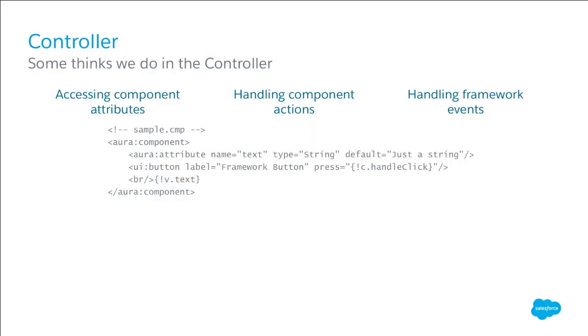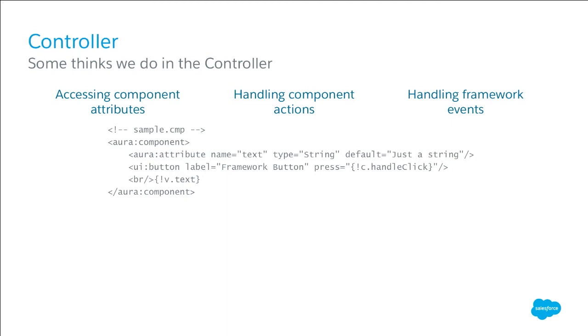This is the markup for a sample component, and it has an attribute named text. It's a string type attribute called text, and we just gave it a default value, just a string, right? And we have another component there, UI button, which has a label. It says framework button and menu, and it says press equals handle click. So press is an attribute of UI button. It says if somebody presses on it, use the handle click function.